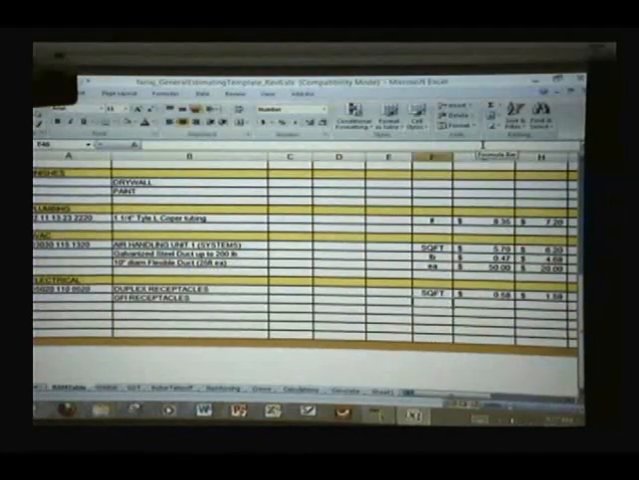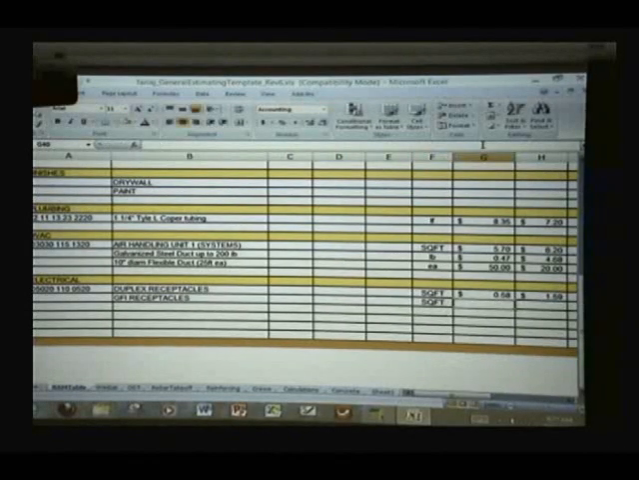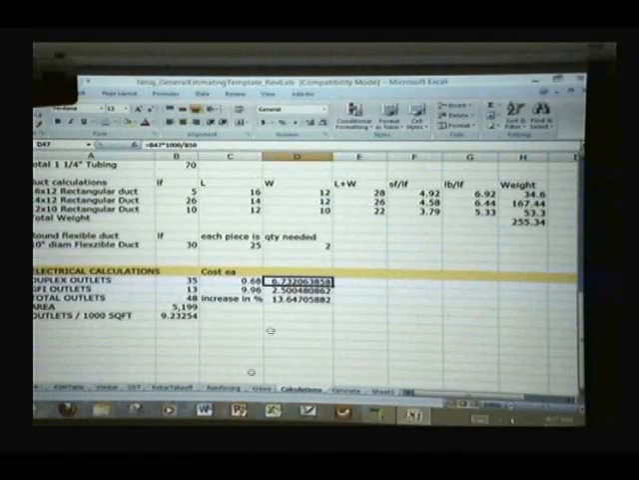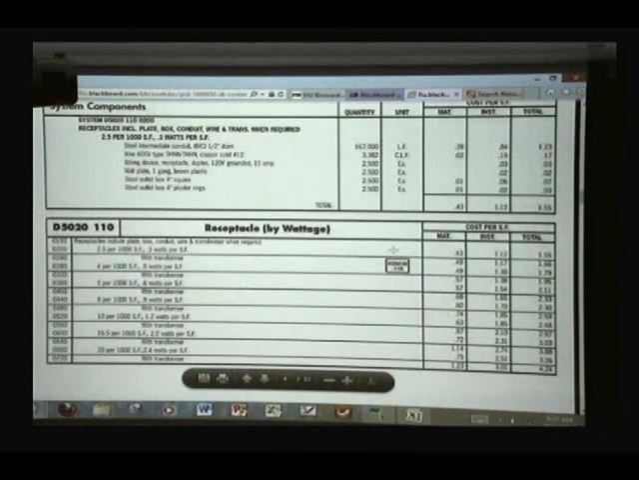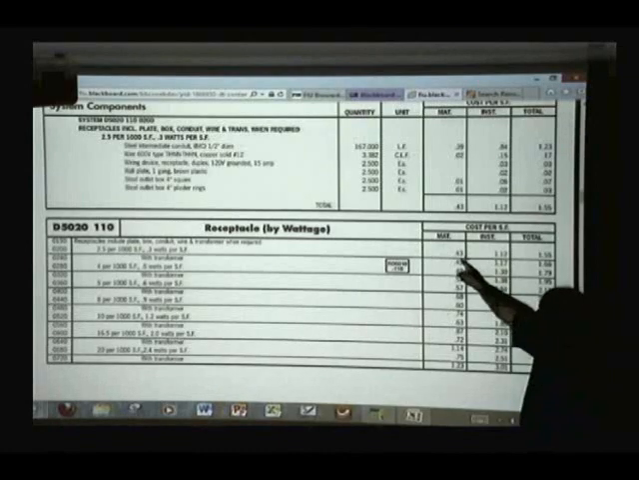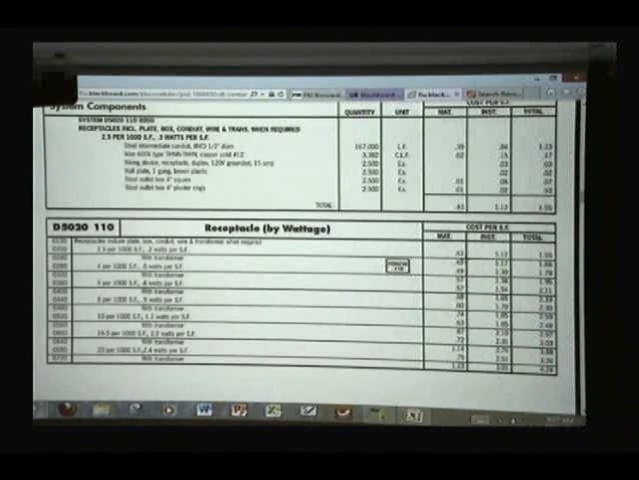Now the GFI receptacles, I'm going to use again the square feet number, but now I have 2.5 receptacles per 1,000 square feet, so I will use this number. But then instead of using 0.43, what number should I use?